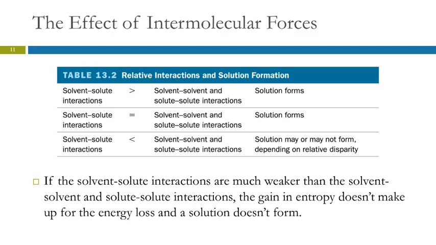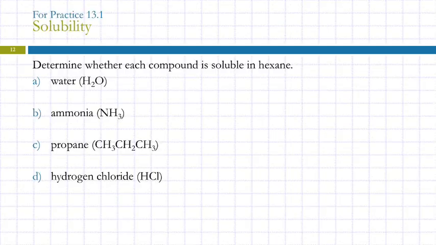If you lose a little bit of energy in forming the new interactions, it might be made up for by the increase in entropy. But if you lose a lot of energy because of breaking those original interactions, it's not going to be made up by the entropy and it won't form a solution. Okay, so that's the long, complicated explanation. It comes down to, can we answer questions like this?